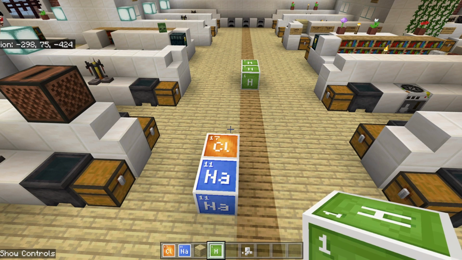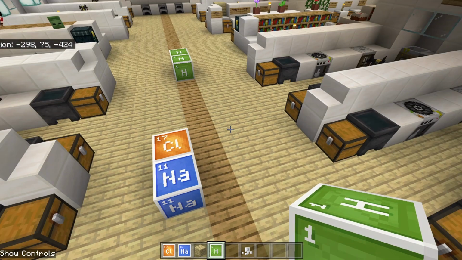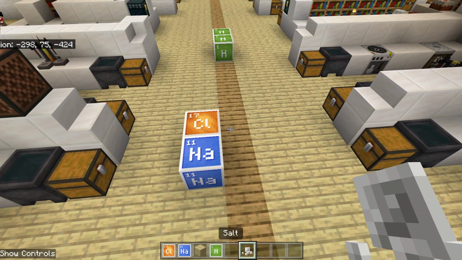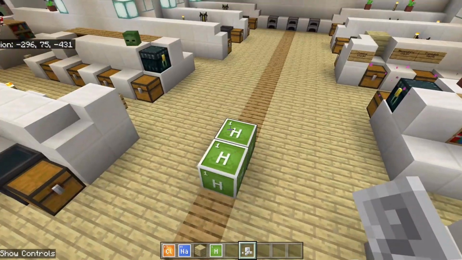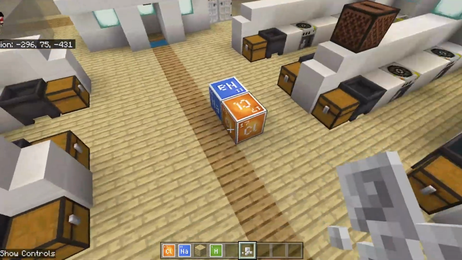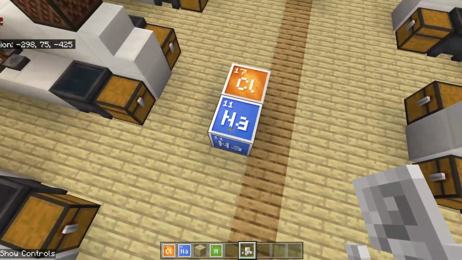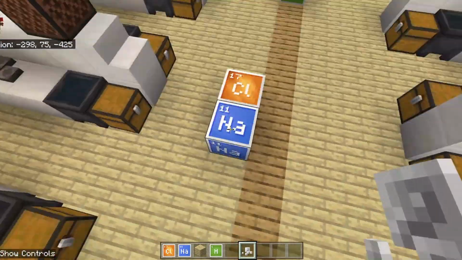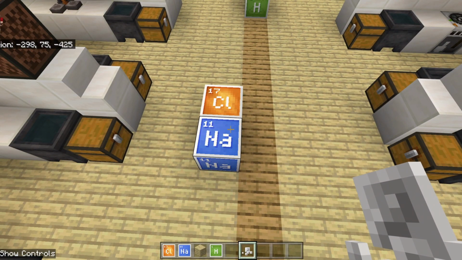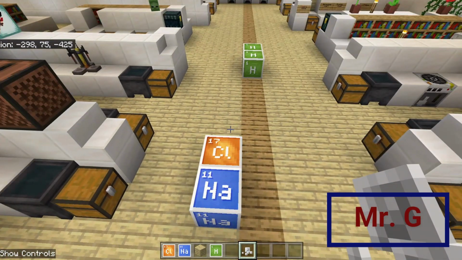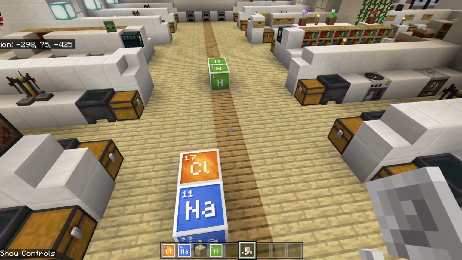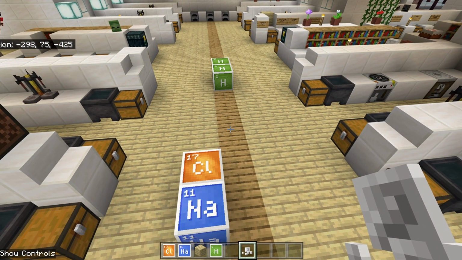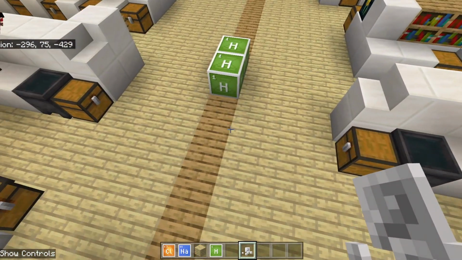Well, hello guys, Mr. G here, and today we are going to be making some molecules. Last time we made some examples: a diatomic molecule, which was nitrogen, and a molecule of a compound, which was sodium chloride. This time we're going to be making other molecules, and for that we need to get the atoms. The first one we are going to be doing is oxygen.